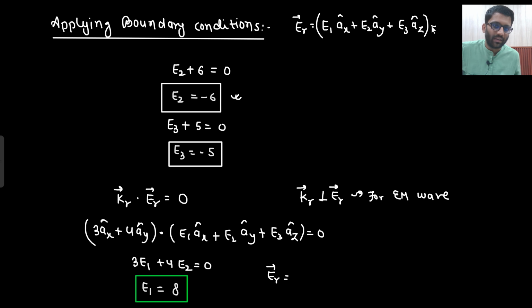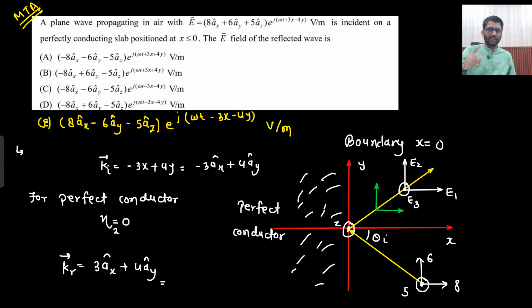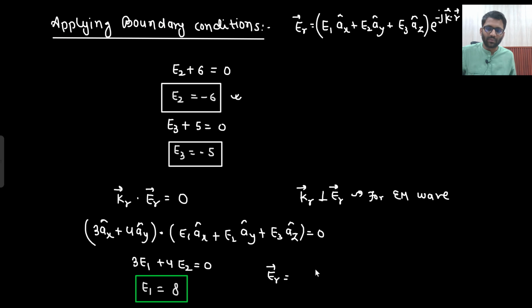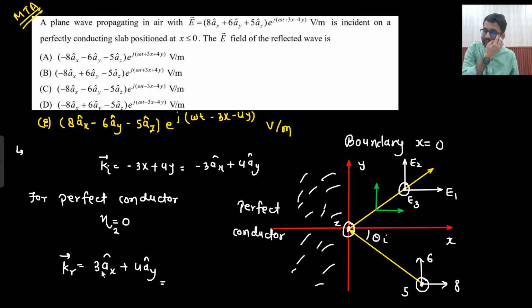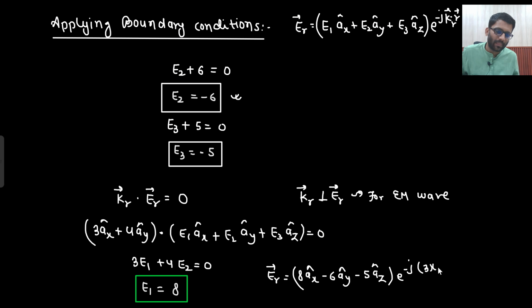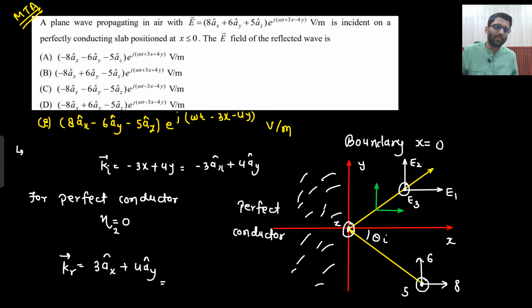I should have written e to the power minus j k dot r as well. Right? So, 8 ax cap minus 6 ay cap minus 5 az cap, times e to the power minus j k dot r. What is my k dot r? My k is 3ax plus 4ay, so k dot r would be 3x plus 4y. So that would be the answer.